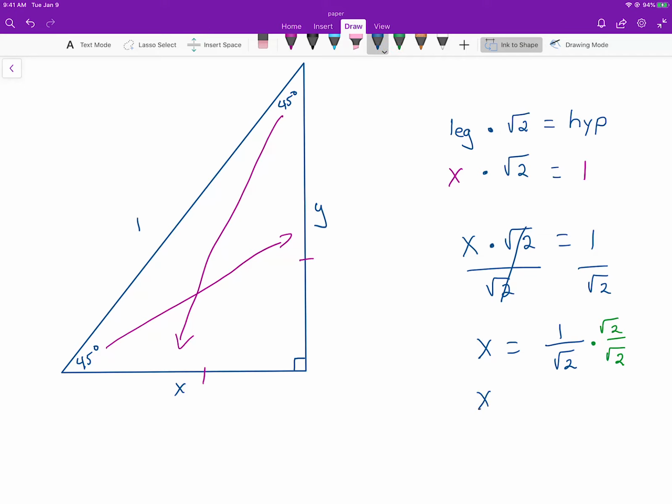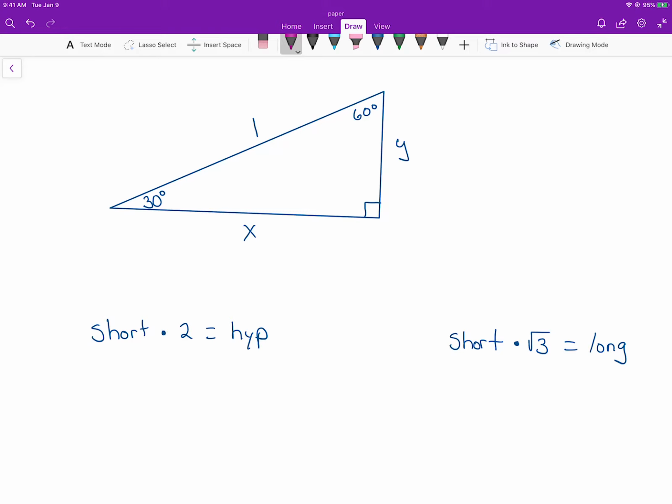So now we're going to have x equals the square root of 2 over 2 because the square root of 2 times the square root of 2 will just be the square root of 4, which simplifies to 2. Okay, so now we found x equals the square root of 2 over 2. And we said at the beginning, x and y will be congruent because of the base angles theorem, or actually the converse because we knew the angles first. So now we know that y is also going to equal the square root of 2 over 2.